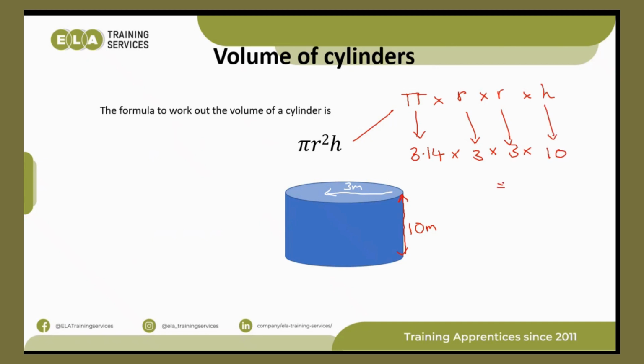So we can pop that into our calculator. 3.14 times 3 times 3 times 10 gives us 282.6 meters cubed. And that is how we work out the volume of a cylinder. So it's really important to always write out those formulas in full, and then all you have to do underneath is write in the numbers they correspond to.